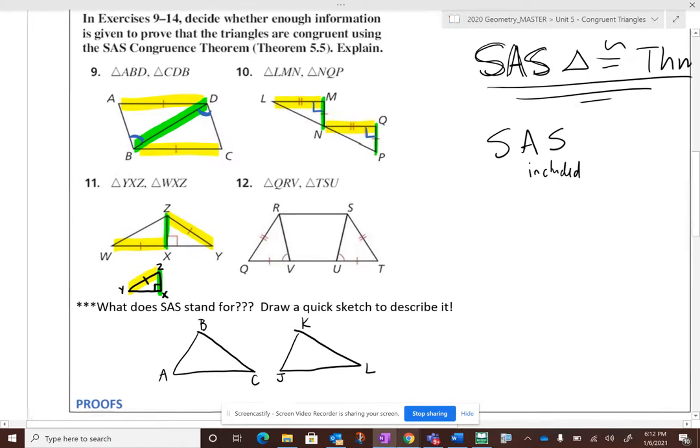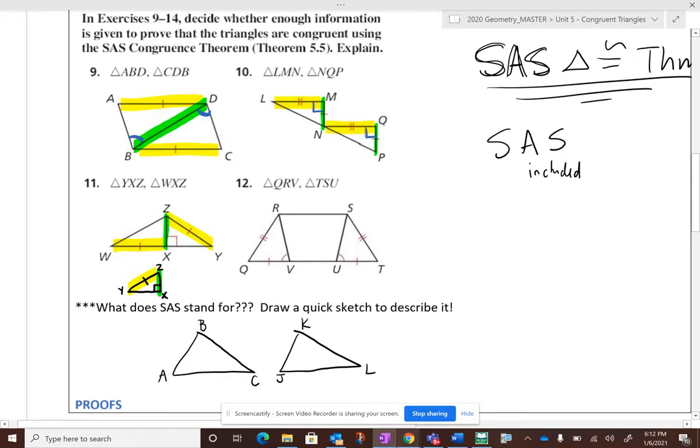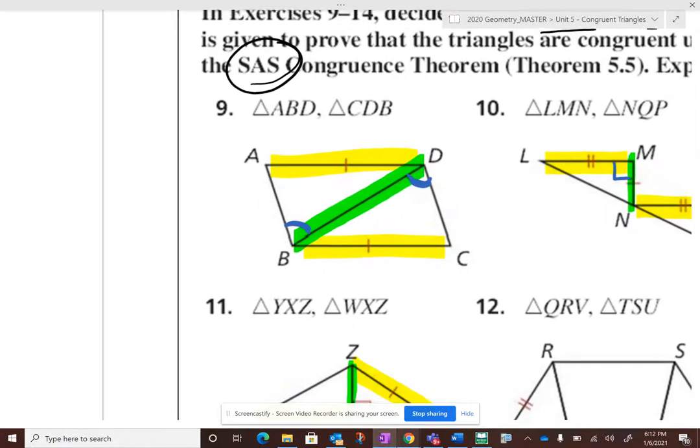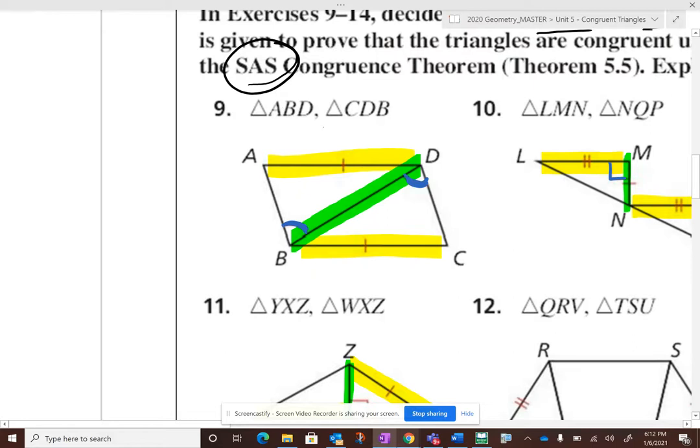This set of exercises just asks us to decide whether or not enough info is given to prove that the triangles are congruent, using only this theorem. It's the only one we've learned. We're going to learn more later. But only using that theorem, we want to know, is there enough information? Looking at number 9, it says, is triangle ABD congruent to triangle CDB?